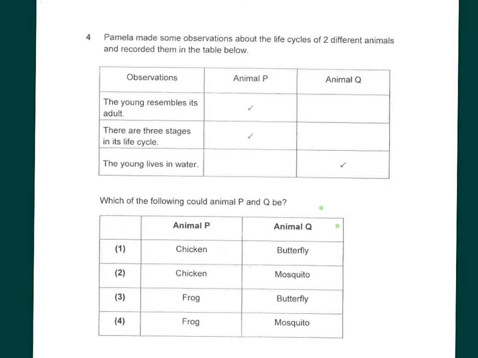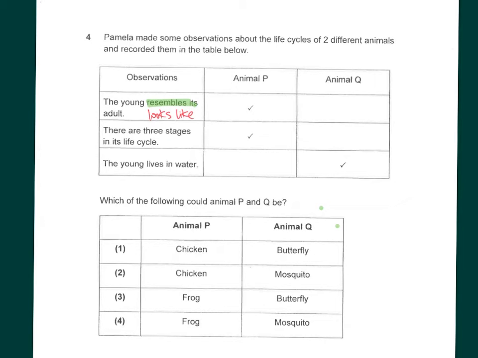Question 4, Pamela made some observations about the life cycles of 2 different animals and recorded them in the table below. The 2 animals P and Q are given with different ticks, and the observations made were: number 1, the young resembles its adult. The word resembles, you have to be clear, also means looks like. The second observation, there are 3 stages in their life cycle. The third one, the young lives in water.